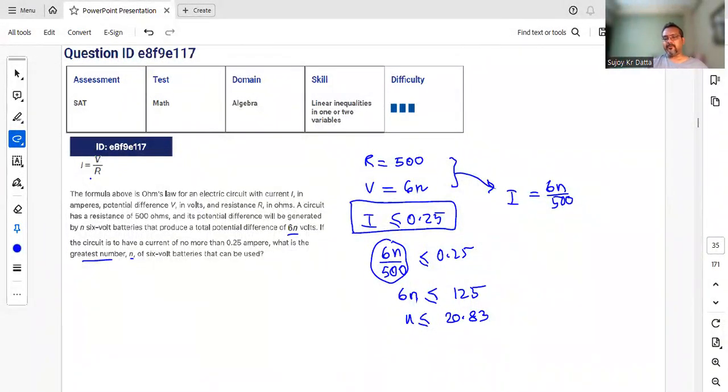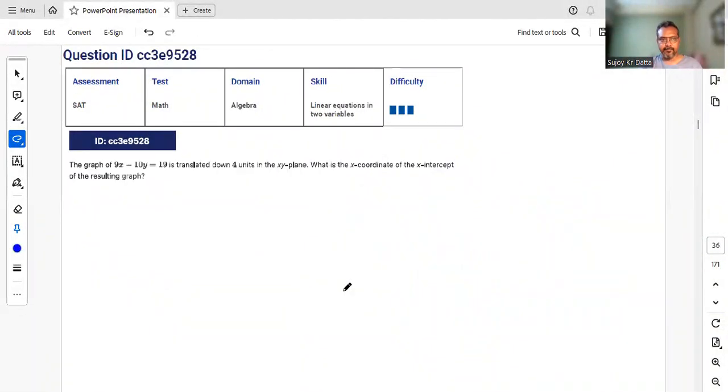125 over 6 is 20, and 5 over 6 is 0.83. So n is less than or equal to 20.83. So the greatest number of n would be 20. That's your answer, because you can't have a 0.83 number of batteries. Let's move on to the next question.